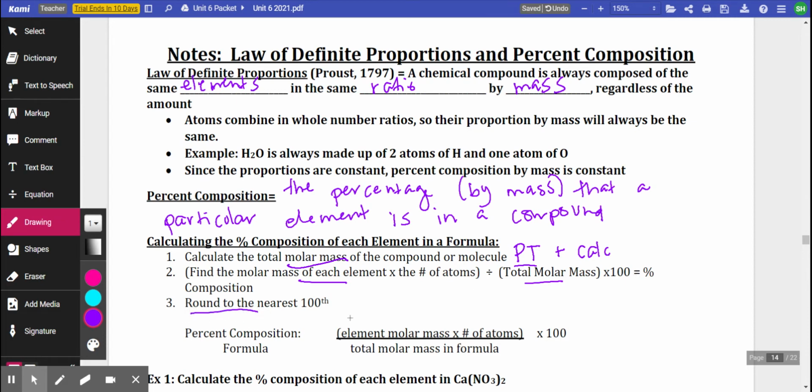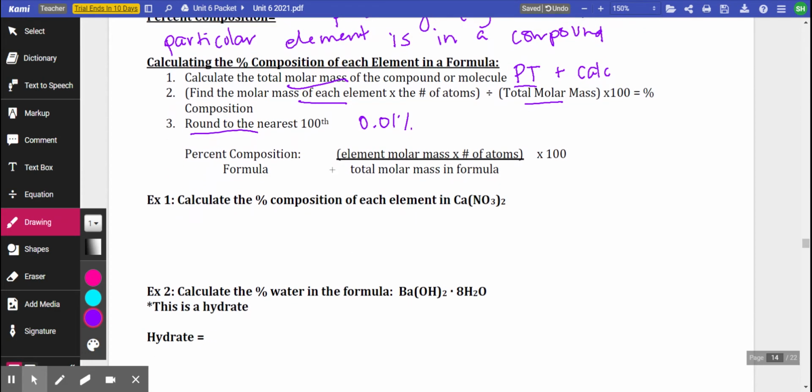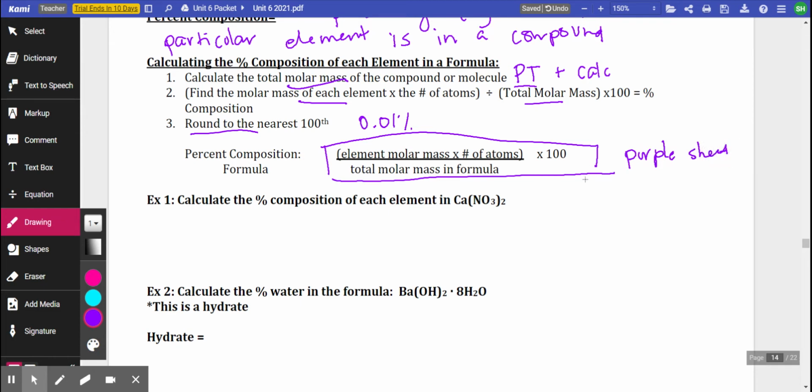We'll round our answers, since we're working off of our periodic tables, to the nearest 0.01%. Okay? So the percent composition formula, if you really want to call it a formula, is this right here. You can put this on your purple sheet if you want to. Okay? You're really just doing a percentage. You're taking the part, which is the element molar mass, times the number of atoms in the compound, divided by the total molar mass of the compound.